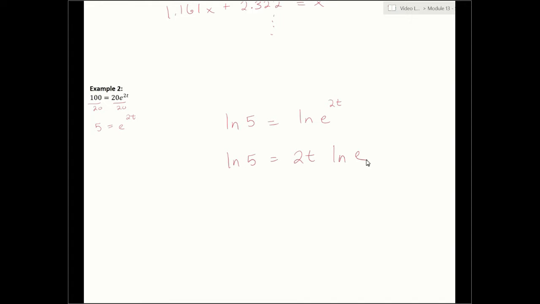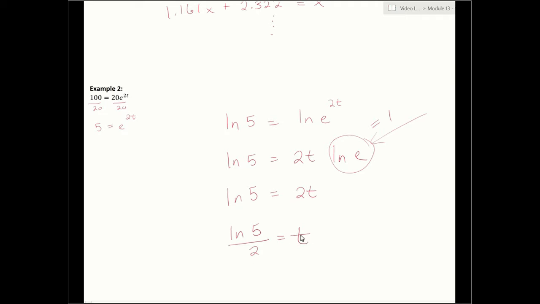And I was a little tricky this time. I didn't take the log of both sides. I took the natural log of both sides. And I did that because this e is right here. If I see an e in an exponential equation, I'm going to take the natural log of both sides. And that's because natural log of e is 1. So this actually reduces to natural log of 5 equals 2 times t.